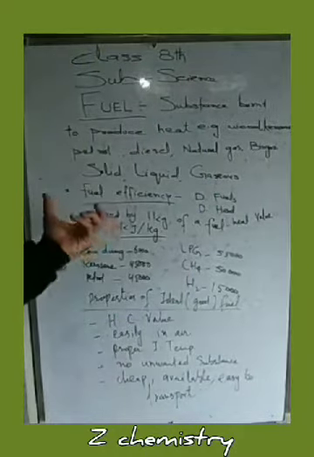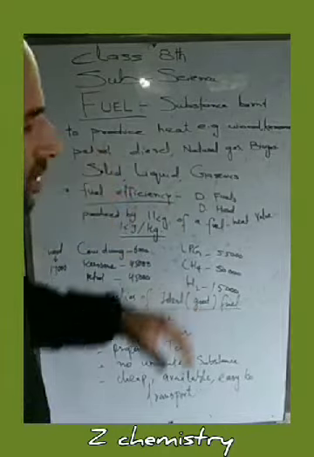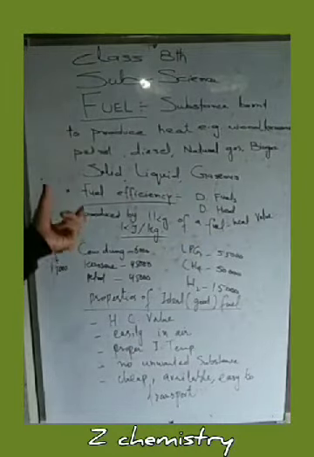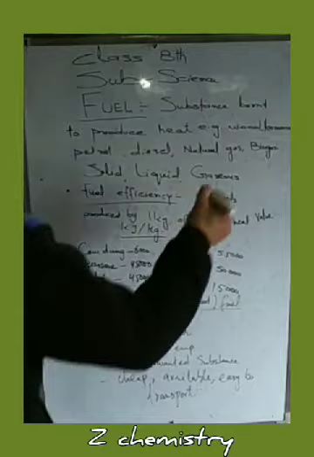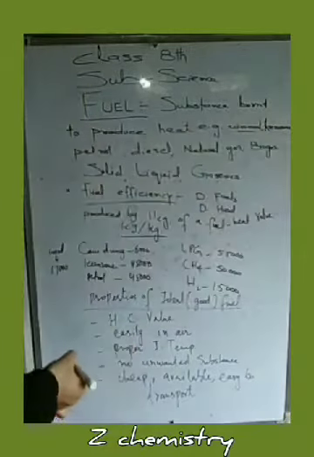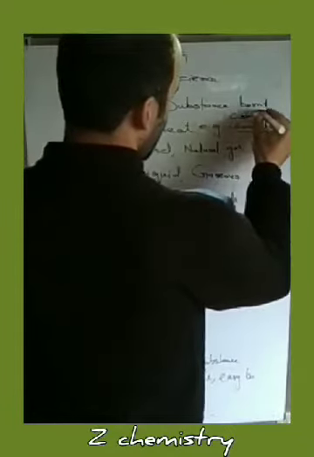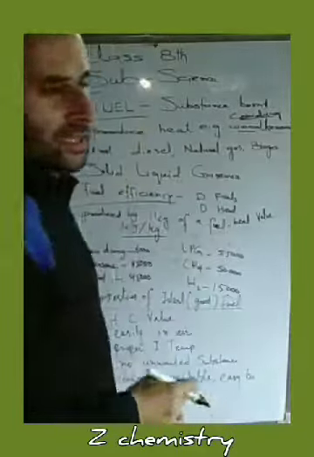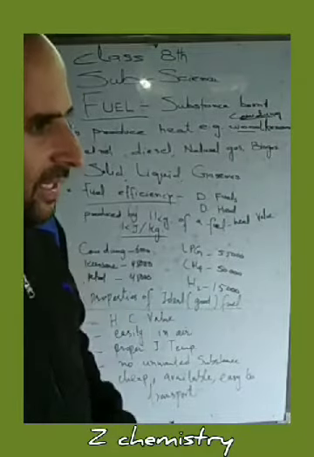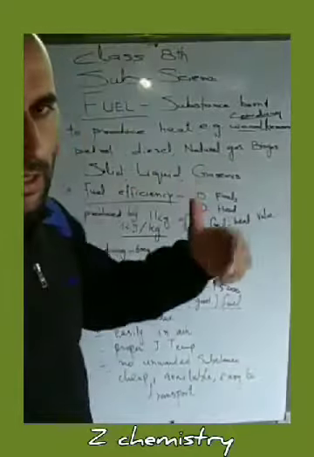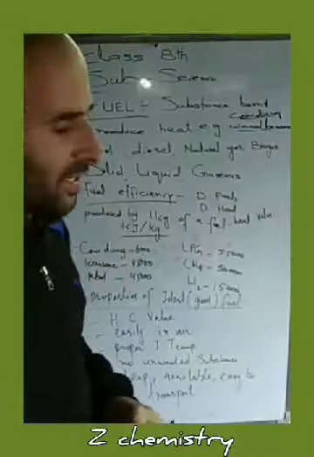These fuels can be called solid fuels, liquid fuels or gaseous fuels depending on their state. Some fuels are in the solid state, some are liquid, and some are gaseous. Among the solid fuels we have wood, cow dung, leaves, grass and paper. All these substances burn to produce heat, and they are solid in state.